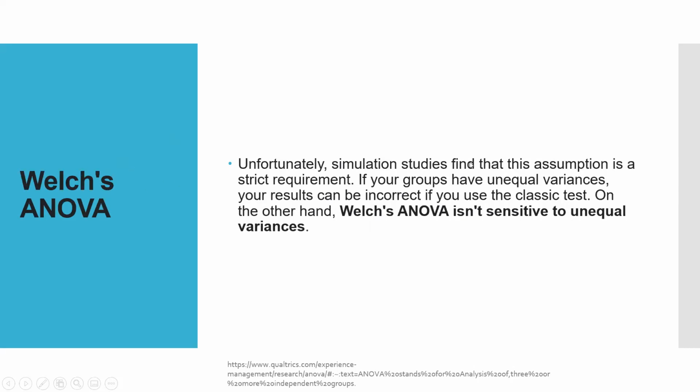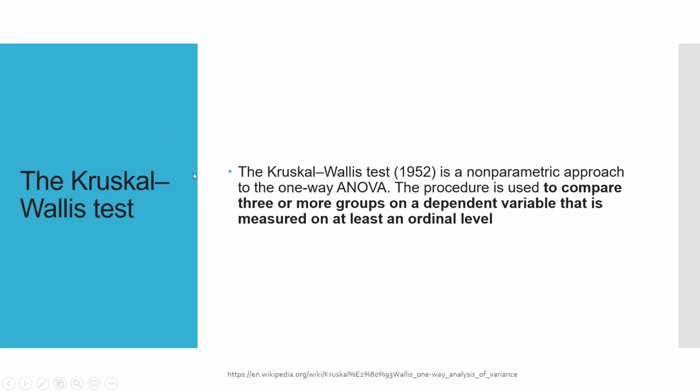Unfortunately, simulation studies find that the assumption is strictly required. If your groups have unequal variances, your results can be incorrect if you use the classic test. On the other hand, Welch ANOVA isn't sensitive to unequal variances. An alternative for this is the Kruskal-Wallis test, which is a non-parametric approach. This procedure is used to compare 3 or more groups on a dependent variable that is measured at least on an ordinal level. So this is the non-parametric alternative to one-way ANOVA.